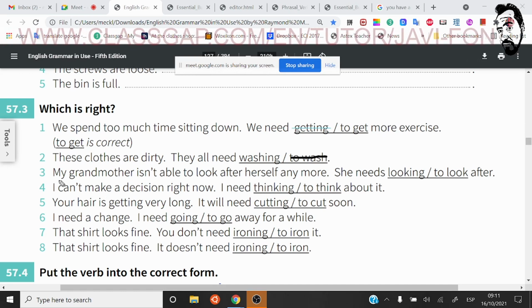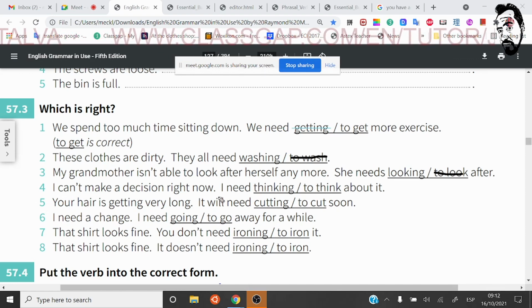3. My grandmother isn't able to look after herself anymore. She needs to look after. ¿Ella necesita cuidar de otra persona o necesita que la cuiden a ella? Que la cuiden, sería looking after. That's the difference, okay? She needs looking after means someone needs to look after her. Yeah?